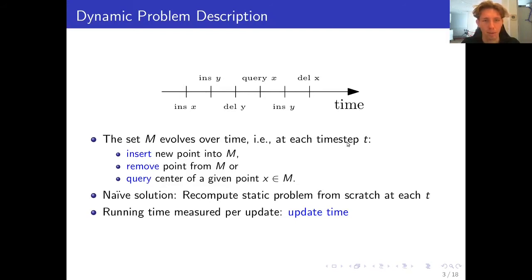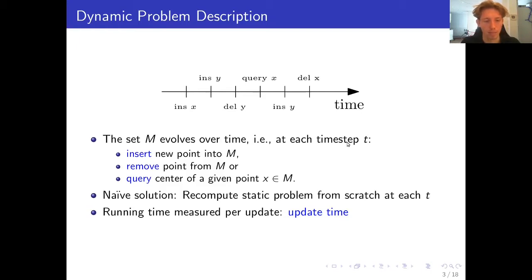In the dynamic problem description, the set M of points of houses evolves over time, and at each time point t, you will either insert a point, remove a point, or query a center of a given point.